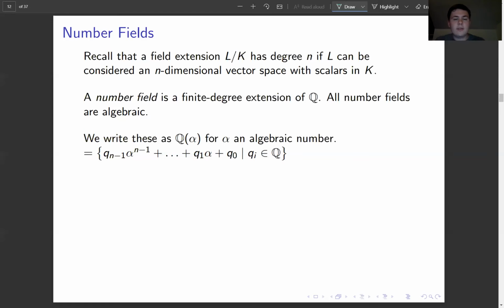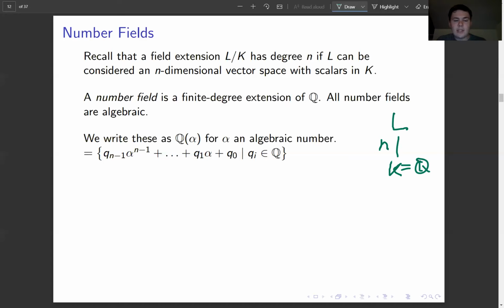Okay, so now we're going to go into some background. Remember from abstract algebra the idea that we can have a tower of subfields, where K is a subfield of L, and these are both fields. And we associate with this field extension some number n. And we're going to talk about cases where n is finite, and this bottom field is the rational numbers Q. We call these number fields, and all number fields are algebraic. All finite extensions of the rationals are algebraic.